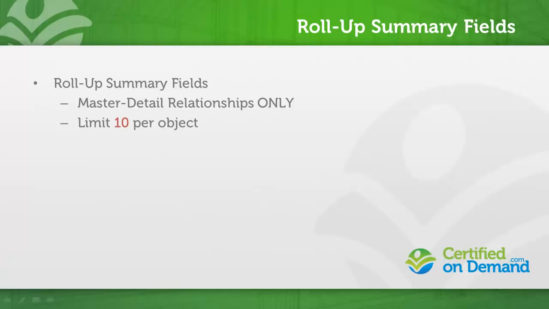As I mentioned before, roll-up summary fields are not available with lookup relationships, and you can have a maximum of 10 roll-up summary fields per object. And this is an important limit to note, as you can hit it if you are summarizing a number of different data points. Here are a few guidelines to consider when choosing between a lookup or a master detail relationship.